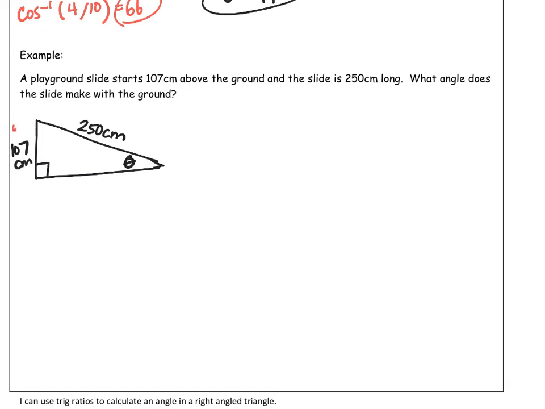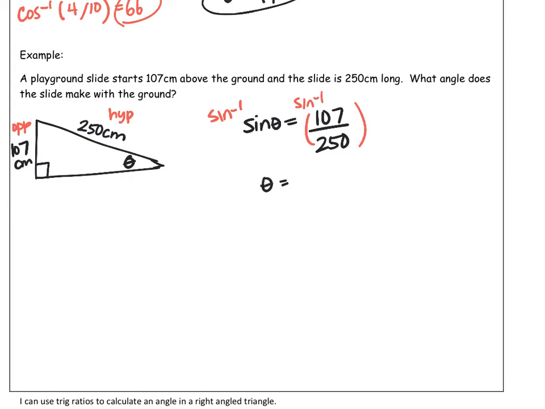So that is going to be opposite and hypotenuse. So that is the sine ratio. So sine of theta is opposite 107 over hypotenuse 250. And then to solve for the angle, sine to the -1 of 107 over 250, and it gives me 25 degrees. So whenever you're finding an angle, you're going to use the inverse sine, cos, or tan function.